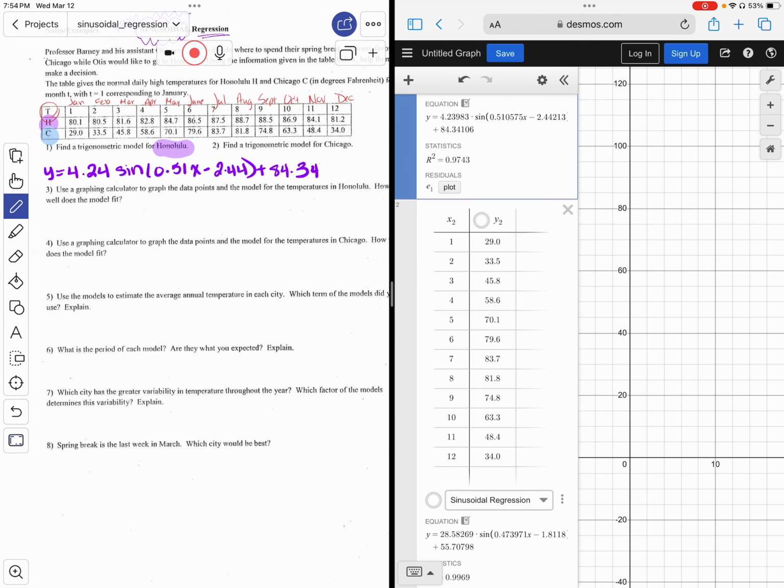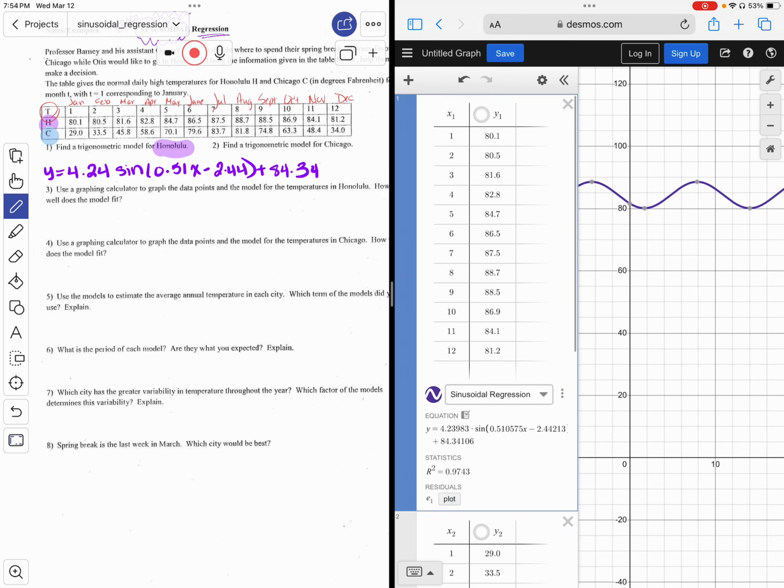It says using a graphing calculator, that's our Desmos, and the data points and the model for temperature in Honolulu. How well does the model fit? So I'm going to look at Honolulu, and I'm going to look at all the points on Honolulu.